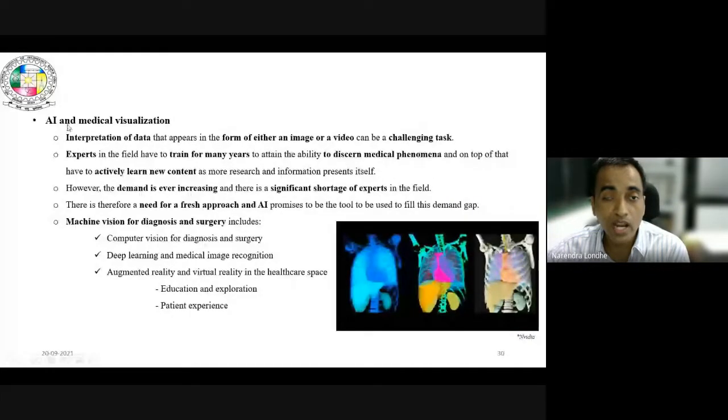Then there is AI and medical visualization. A lot of AI applications are being designed to find out disease parts in the medical images. That is exactly the purpose of this application.